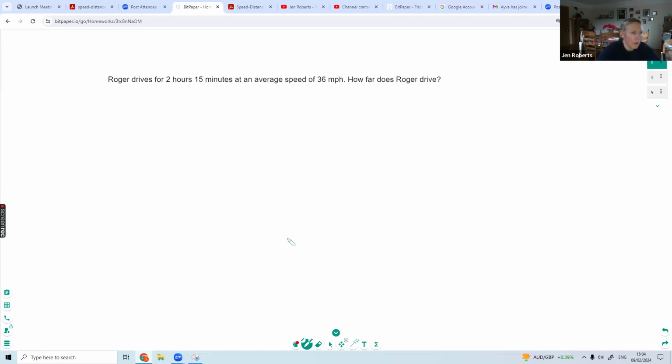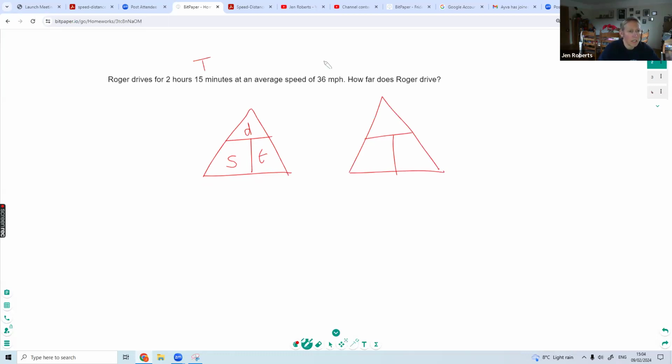Roger drives 2 hours 15 minutes at an average speed of 36 miles per hour. How far does Roger drive? So let me get my speed, distance, time triangle. Our 2 hours 15 minutes is the time. Our speed is 36 miles per hour. How far does Roger drive? So this time it's the distance that's unknown. So I'm going to leave my D at the top. Average speed goes bottom left-hand corner.